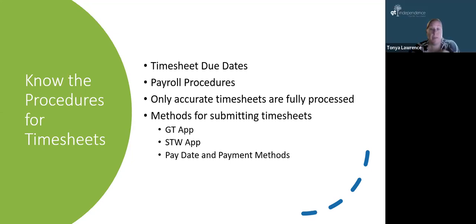And here at GT Independence, we also have the GT Caregiver app that is used for clocking in and clocking out and writing your progress note for the shift. So it won't allow us to make payment to somebody who just clocked in or clocked out. They must have a note, a narrative about that shift that they worked.